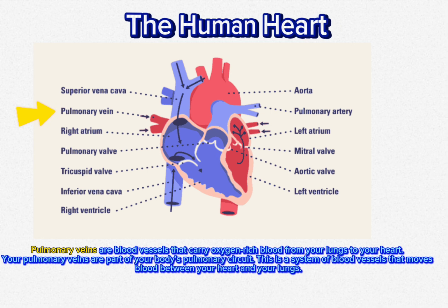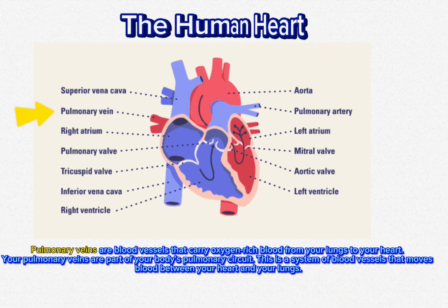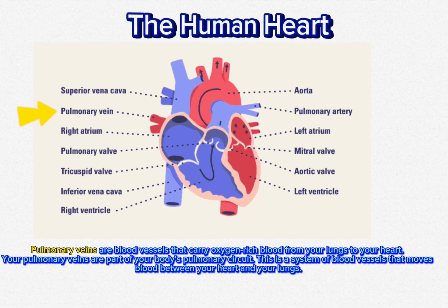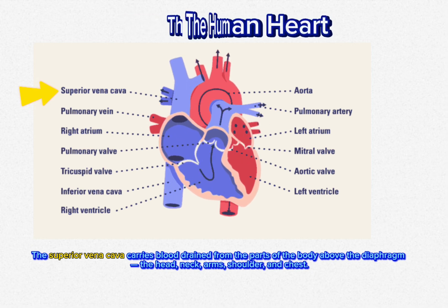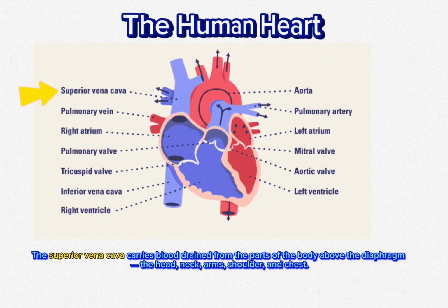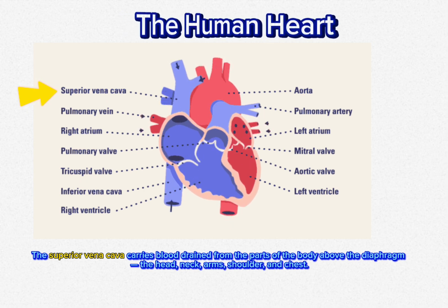Your pulmonary veins are part of your body's pulmonary circuit. This is a system of blood vessels that moves blood between your heart and your lungs. The superior vena cava carries blood drained from the parts of the body above the diaphragm: the head, neck, arms, shoulder, and chest.